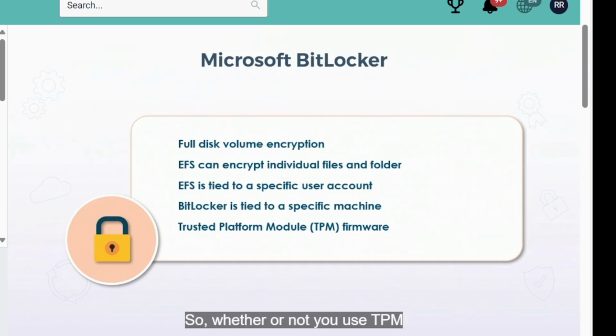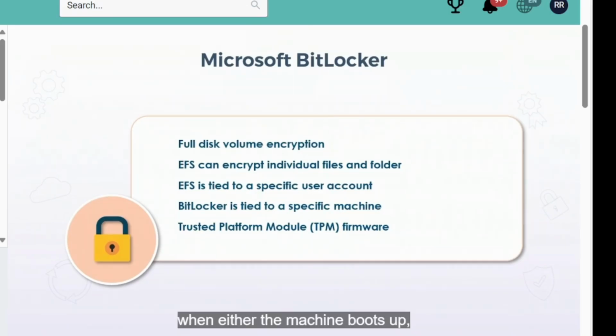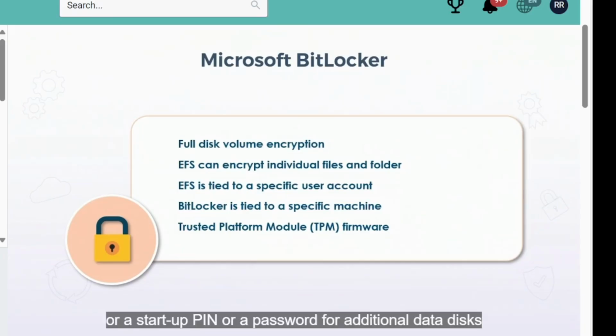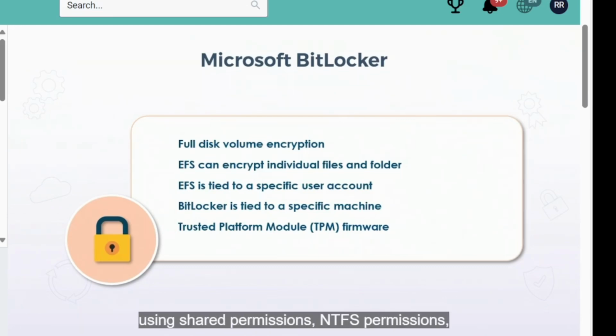So whether or not you use TPM depends on how you configure group policy. If you don't have a TPM chip, you can still use BitLocker. You might even use BitLocker where you enter a startup pin when either the machine boots up, if it's the boot disk that's encrypted with BitLocker, or a startup pin or a password for additional data disks in the machine that you've encrypted with BitLocker. You might even use a smart card to authenticate and unlock a BitLocker encrypted drive. So there are plenty of options available. So there you have it. We can secure the file system on a Windows host using share permissions, NTFS permissions, EFS encryption, or BitLocker encryption.